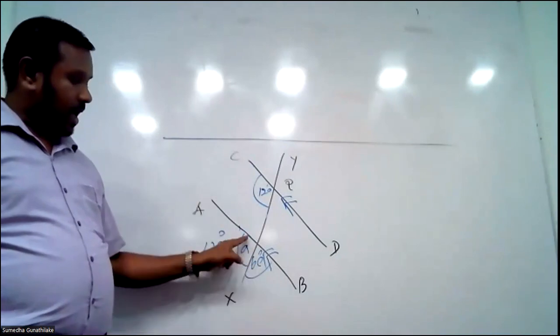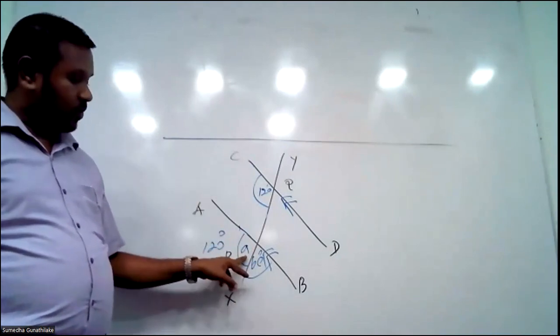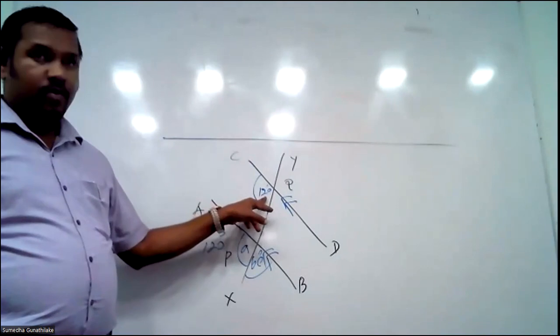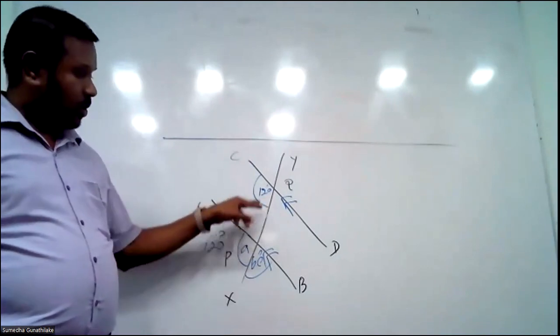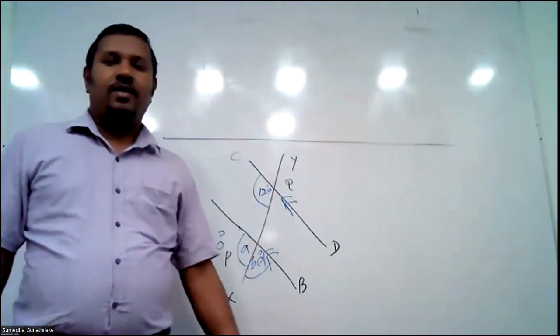So the adjacent angles are 180 degrees, therefore this is 120. But this is also 120. Then corresponding angles equal, therefore they are parallel.